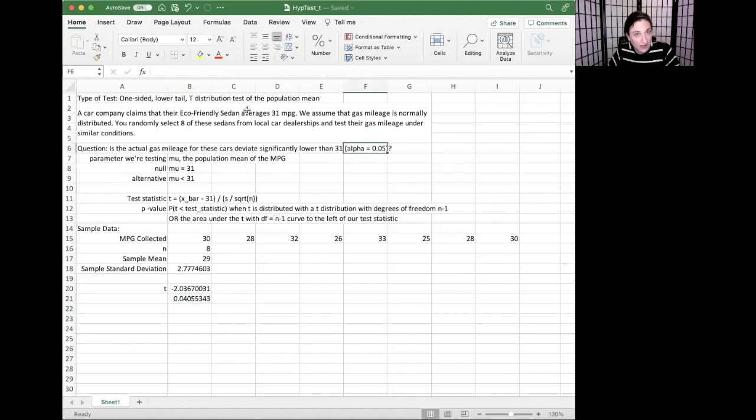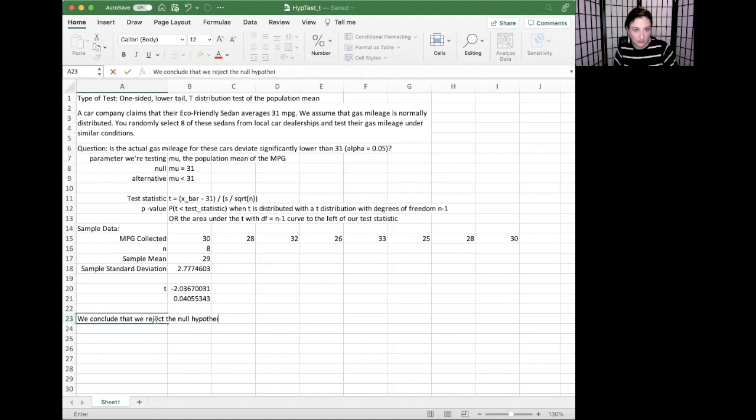So with an alpha value of 0.05, this p-value is smaller than that alpha value, and we thus conclude that we reject the null hypothesis. We conclude that we reject the null hypothesis that mu is 31 in favor of the alternative, mu is less than 31, right? So with that, our p-value is less than our alpha value, and we reject the null hypothesis.